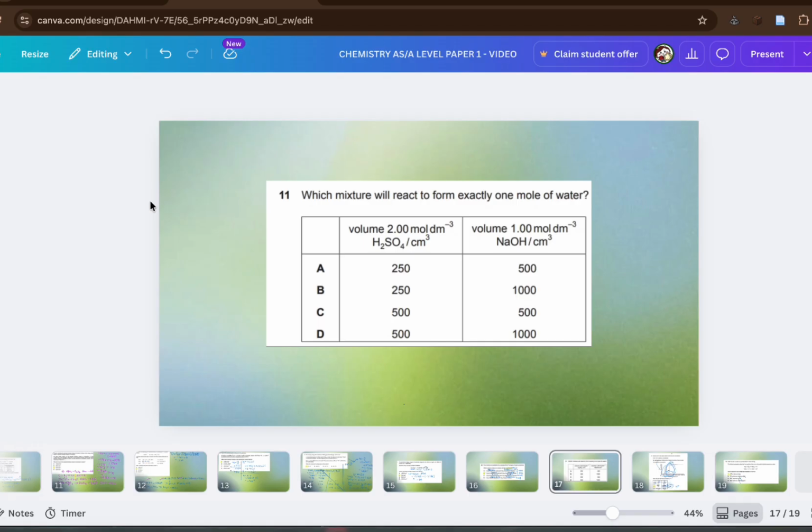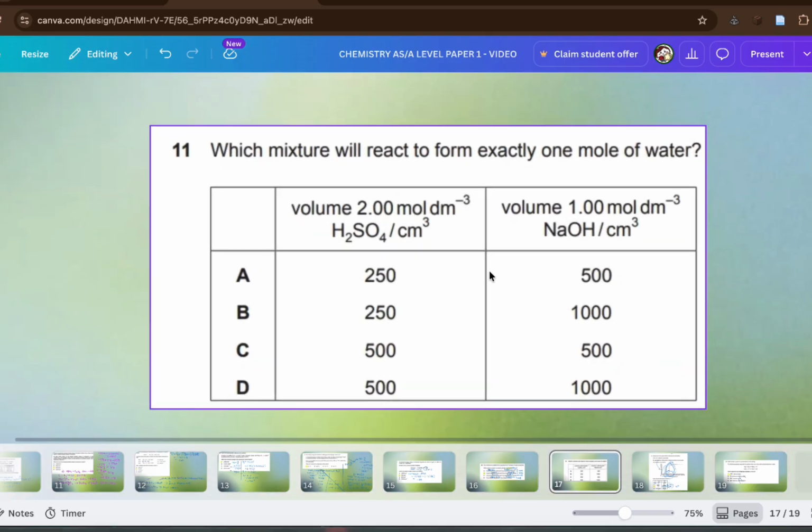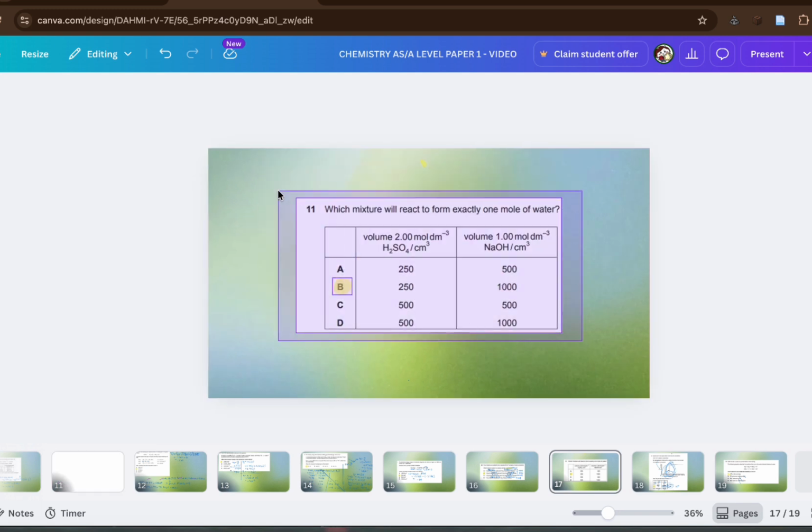We are now in the third final question. Which mixture will react to form exactly 1 mole of water? Here we are asked to find which mixture reacts to produce 1 mole of water. Okay, so we'll just go ahead and answer this, which is B. Why B? Well, we will explain it right now.